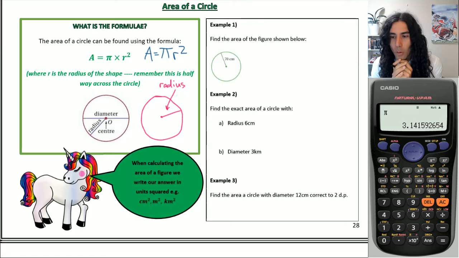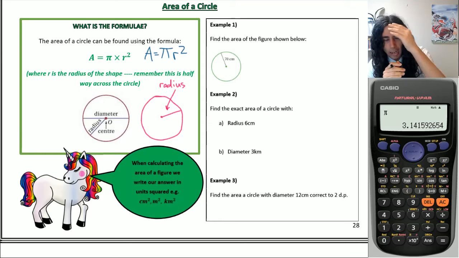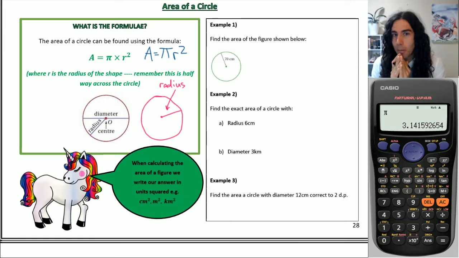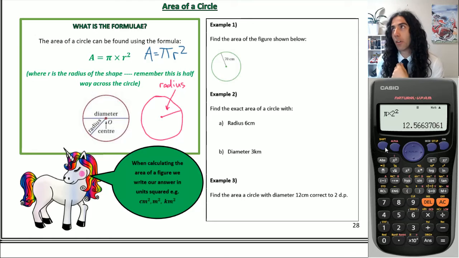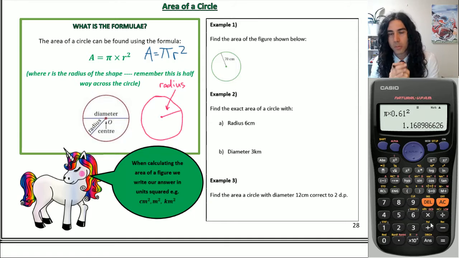There are memory competitions where people try to remember as many decimal places as possible. They go for hours and hours and hours. I don't know what the record is now, look it up. So pi times the radius squared. If the radius is 6, it would be pi times 6 squared. If the radius is 2, pi times 2 squared. If the radius is 0.061, pi times 0.061 squared. As long as you've got the radius, the calculator does the work.